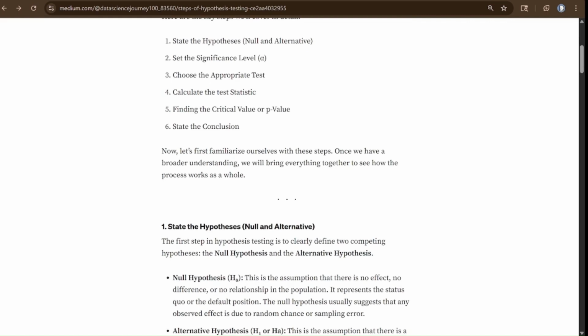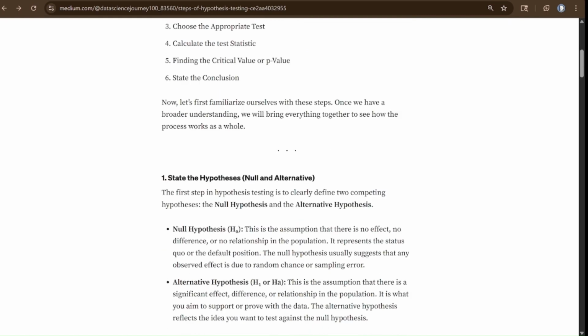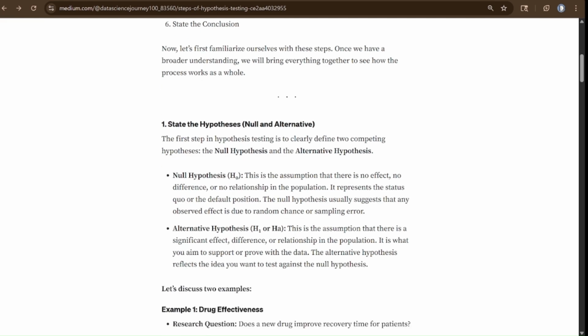First, you have to state the hypothesis. You have to clearly define two hypotheses, null hypothesis and alternative hypothesis. Null hypothesis means there is no effect, no change, no difference. Alternative means there is a significant difference.